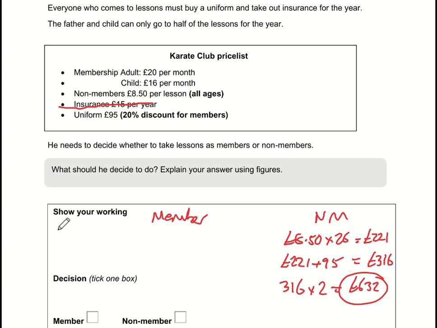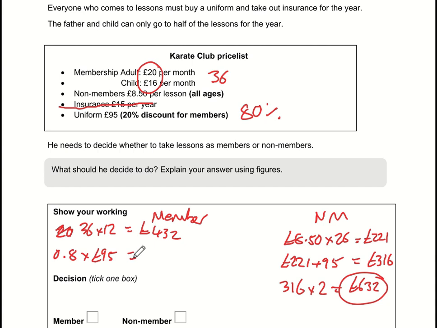Okay, right, let's have a look at the membership. So the adult is going to be 20 times, actually, let's combine an adult and a child together. So that is 36 combined per month. So 36 times by 12, and that comes to 432. The uniform is 20% off. So if it's 20% off, that means it's 80% of £95. So the calculation is 0.8 times by £95.